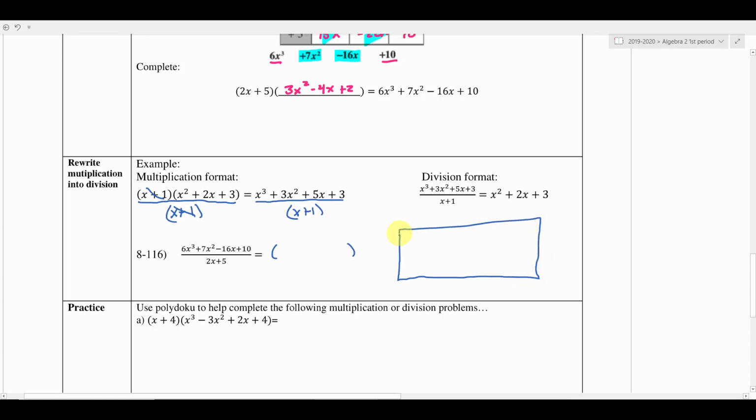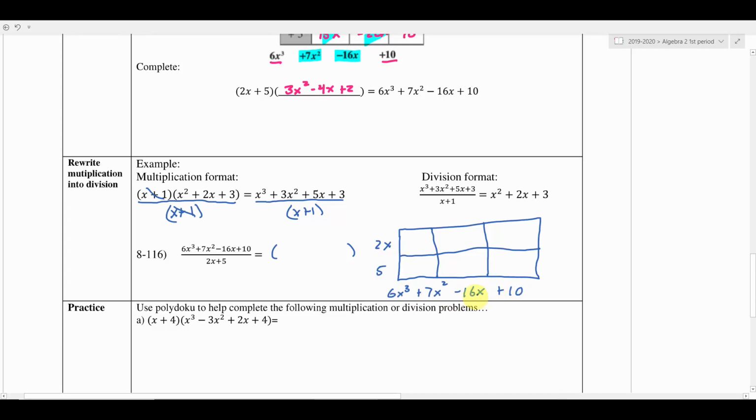I'm going to set up a 2x3 box, which I'm drawing horribly because I'm still not fully used to this pen. That's okay. So there's my 2x3 box, and I'm going to put this 2x plus 5 over here on the side. And this cubic part, the 6x cubed plus 7x squared minus 16x plus 10, would actually end up on the bottom. This is what the diagonals would add up to. So I'm going to put that down here: 6x cubed plus 7x squared minus 16x plus 10.